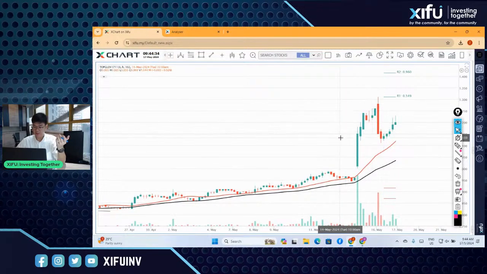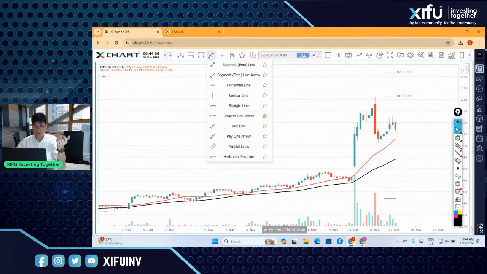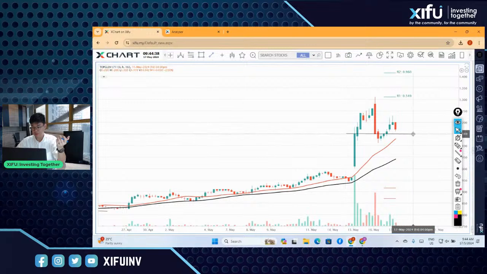Okay, yep, I think immediate support will be coming in somewhere around this area here. Somewhere around this area will provide me a nice support level based on the short-term time frame. Okay, so as long as it still holds around this zone, I think it's okay. But like I said, this morning there was some profit taking, so normally this level is a bit difficult to break.